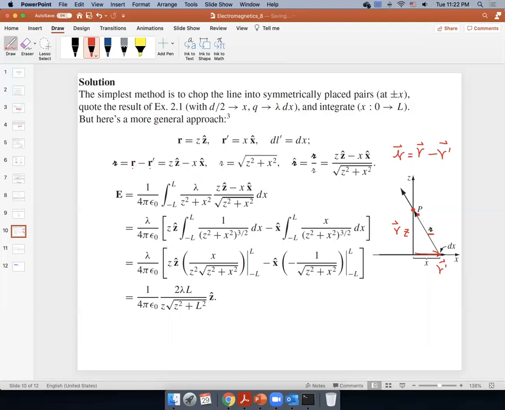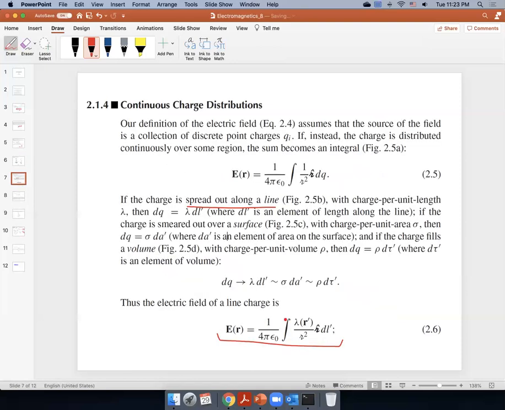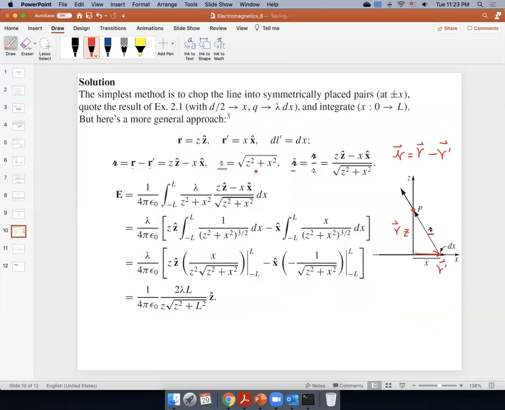And the distance or the magnitude of this r, which is the distance between your dl prime and your point charge, is the square root of z squared plus x squared. That's easy to calculate. And the unit vector r hat equals r over r, which is shown here. Now let's take all these things into the equation shown here. That's your equation. Then if you plug all these things in, you will get the equation shown here.